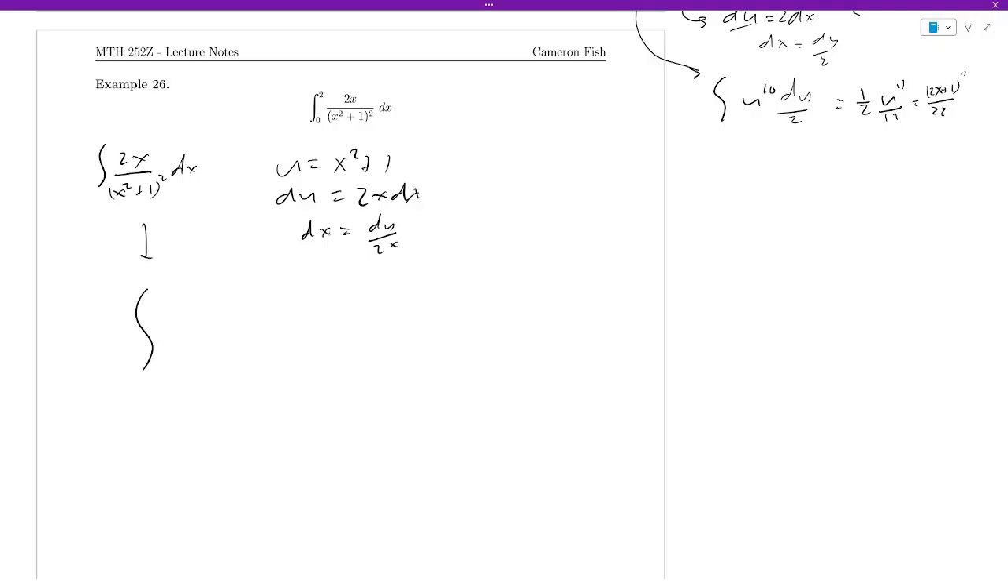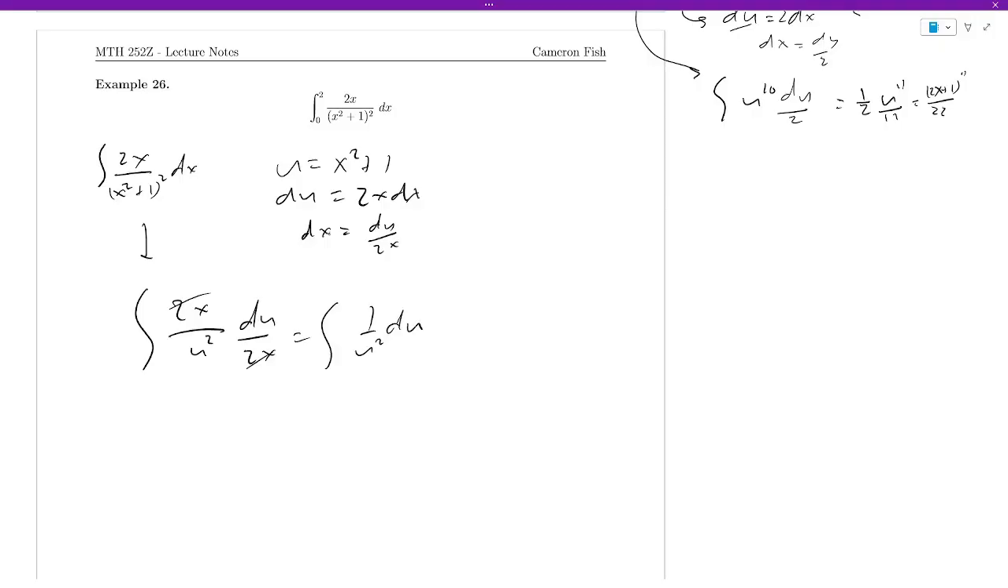Now I come back to my integral, plug everything in. 2x over u squared, right? That's the point. And then dx is du over 2x. Beautiful, those cancel. This is 1 over u squared du. I have to find the antiderivative.